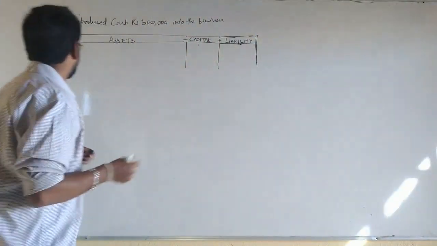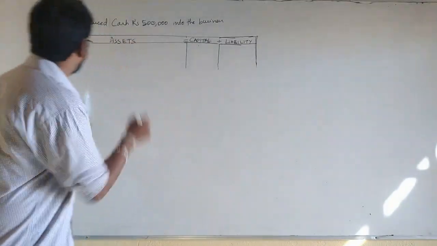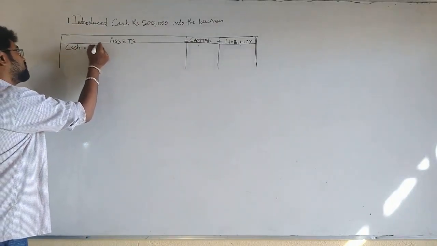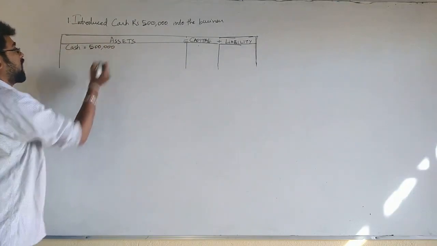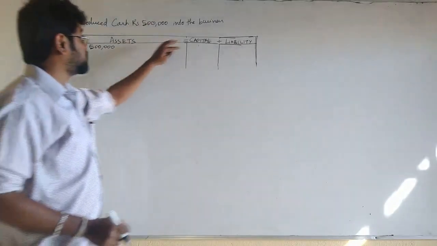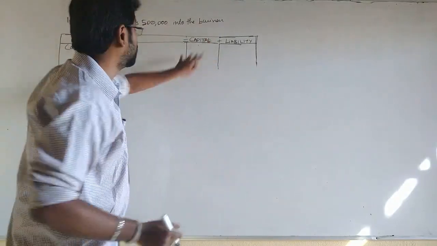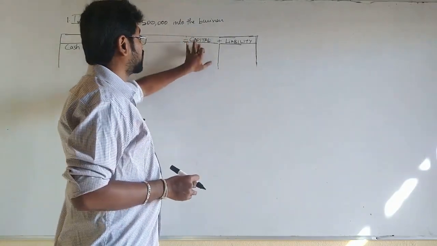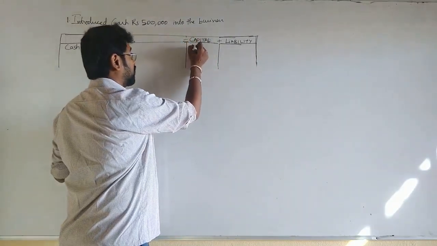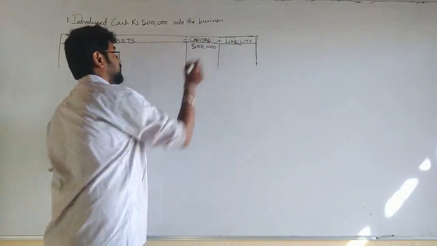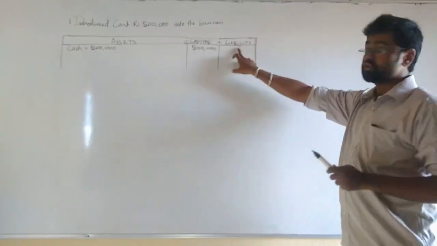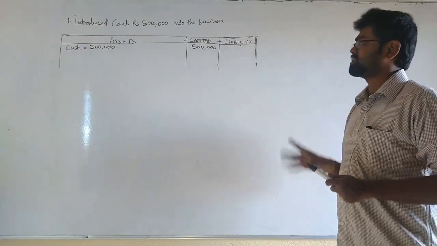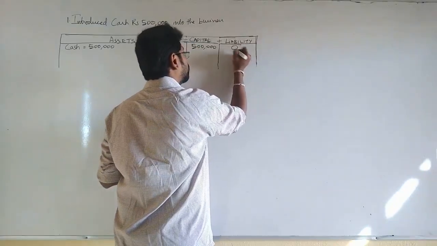Coming to the first transaction, what are we introducing? Cash. How much? We are introducing 5 lakh rupees as cash into the business. When something is invested into the business, we call that capital. So 5 lakh rupees. Has the business taken any loan? If the business has taken a loan, we call that a liability. In this question, has any loan been taken? No sir, no loan. So liability is 0.